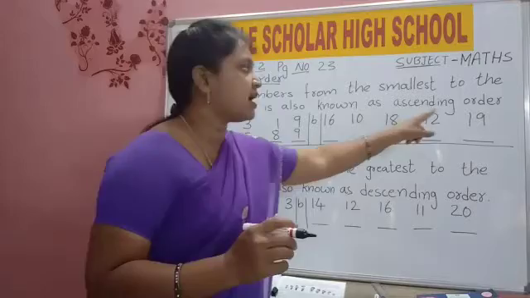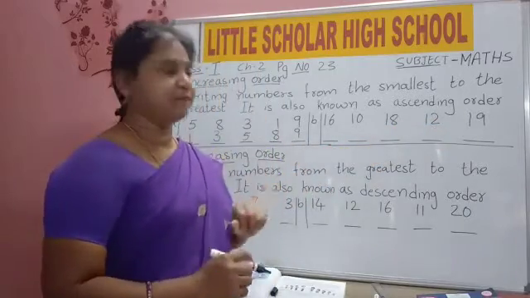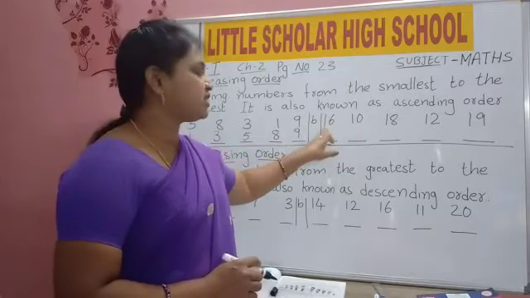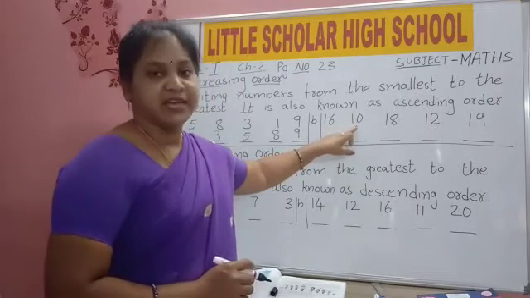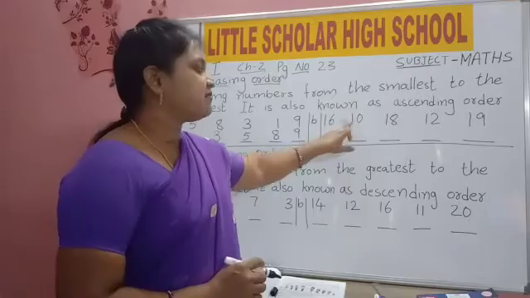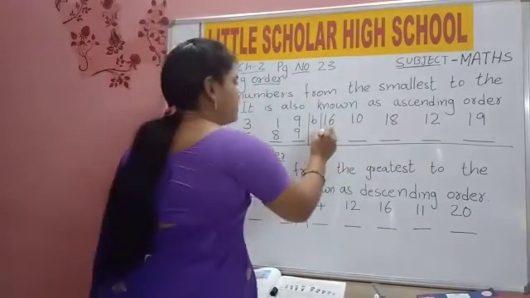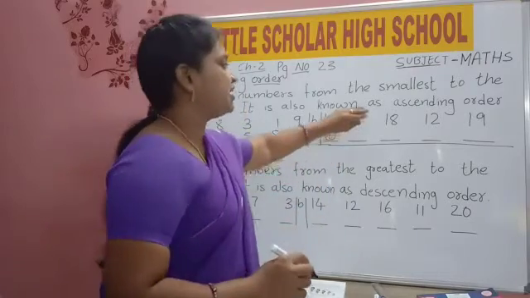So among these numbers, which is the small number? 16 or 10? Which is the small, 16 or 10? Yes, 10 is the small. 10 is the first small number among all these 5 numbers. So first we will write 10. Yes, now 10 finished, children.